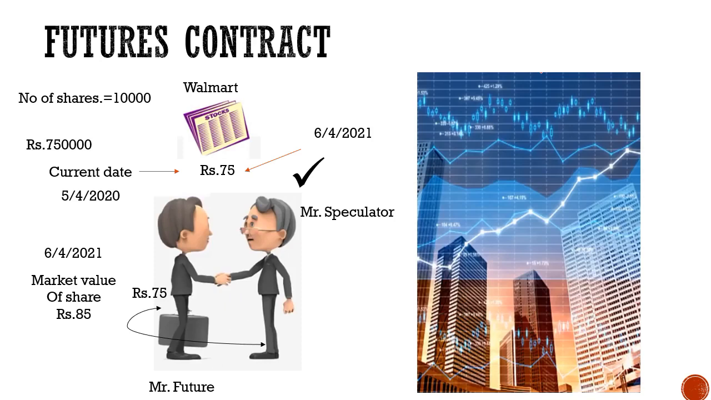Now in this particular example, Mr. Speculator becomes the winner as he has bought the future contract at a discount rate. Thus here Mr. Future becomes a loser, goes into a loss. Now this is one scenario. The vice versa can also be there. Let's say the market value of the share, rather than becoming 85, became 65. So in that case, Mr. Speculator would be on the losing side and Mr. Future would be on the winning side. So this was the example of a future contract and how it actually works.